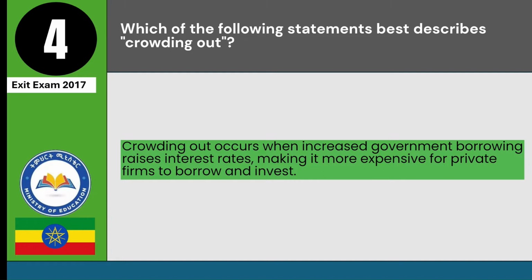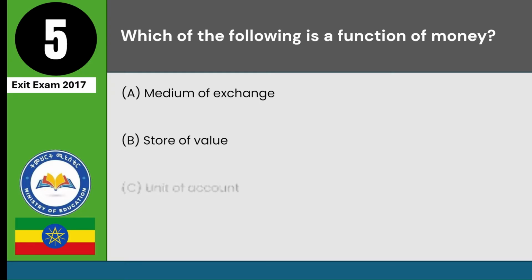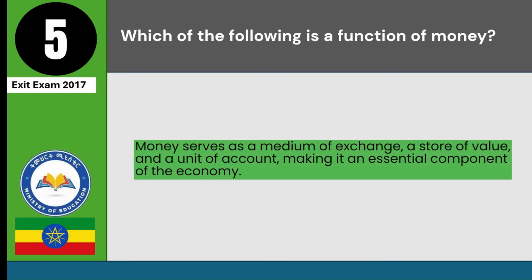borrow and invest. Which of the following is a function of money? A. Medium of exchange. B. Store of value. C. Unit of account. D. All of the above. Answer: D. Money serves as a medium of exchange, a store of value, and a unit of account, making it an essential component of the economy.